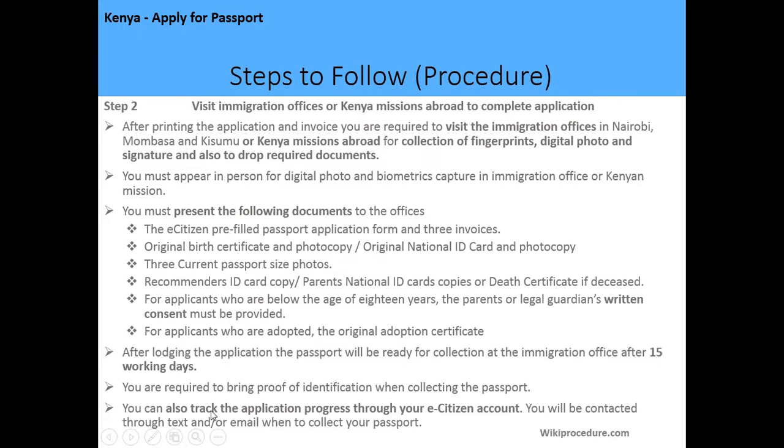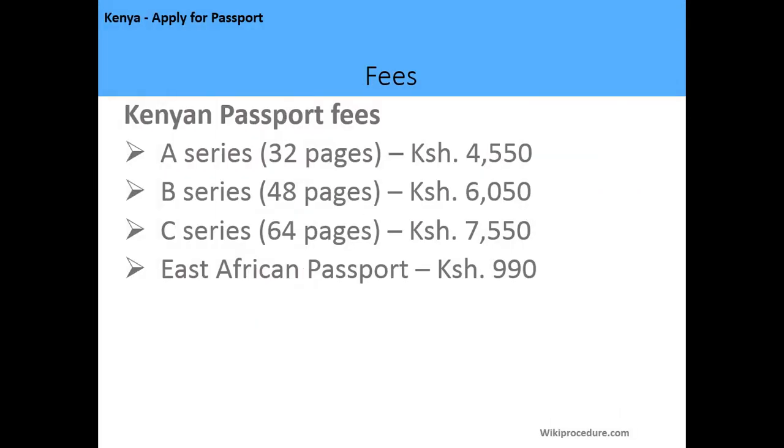You can also track the application through your eCitizen account, and when the passport is ready, you'll be contacted through an email or a text message, depending on your preferred option. So the fees are as follows. For A series, a 32-page, 48-page, or 64-page, the charges are 4,550, 6,050, 7,500 and 7,550 respectively. For an East African passport, it's 990 shillings.